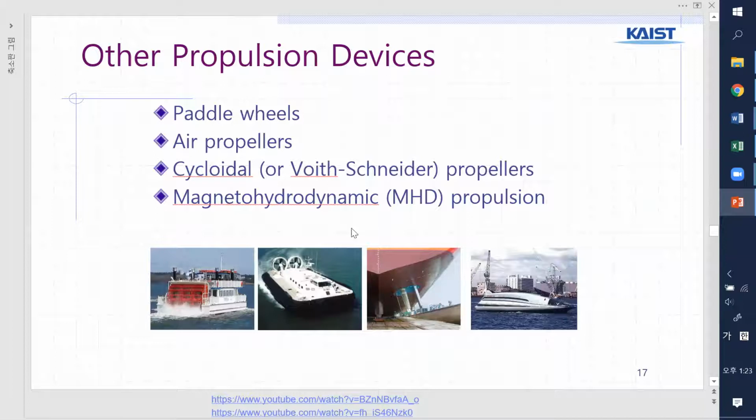Other propulsion devices: there's a paddle wheel. It's from the old days in rivers. They used paddle wheels like this one. And there are air propellers, as on air cushion vehicles, which use airplane propellers. And the cycloidal or Voith Schneider propeller, where the blades rotate in different directions. And then there is also the magneto-hydrodynamic propeller. There is some video, so you may see it probably at a later stage.